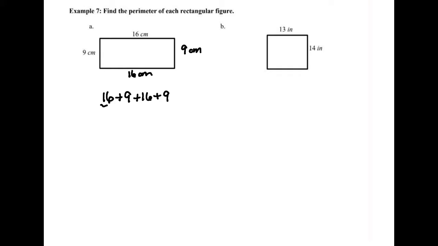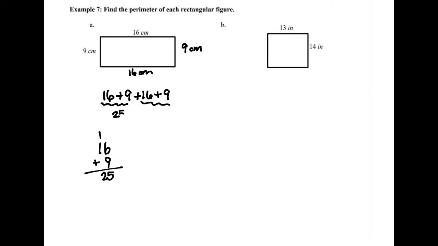So I'm going to do 16 plus 9, I see it happens twice. So 16 plus 9, we get 15, 25. So that means this is 25, and so is this, which makes that one pretty easy now. It's 50 centimeters. Not too bad, huh?